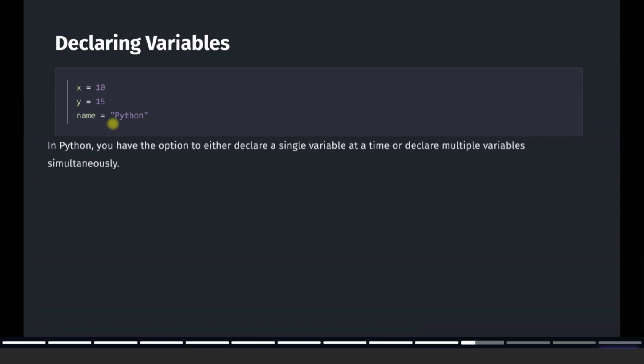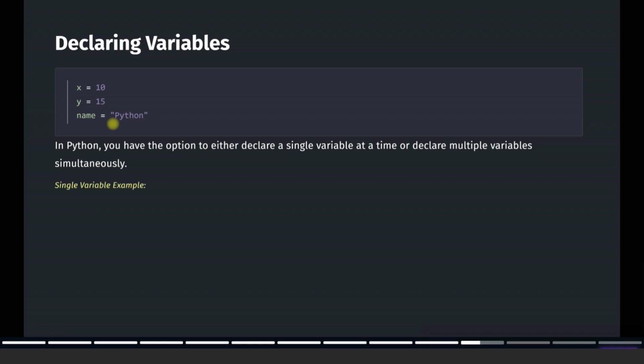So in Python, you have the option to either declare a single variable at a time or declare multiple variables simultaneously. Let's look into them one by one. The single variable example we have already discussed. Here, location is one kind of variable, and we stored the text Switzerland in the location variable.